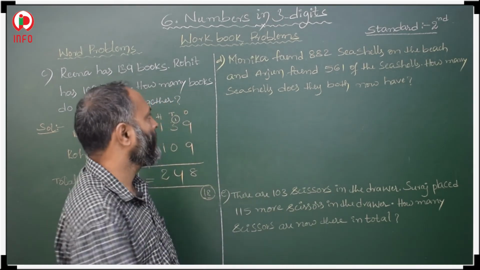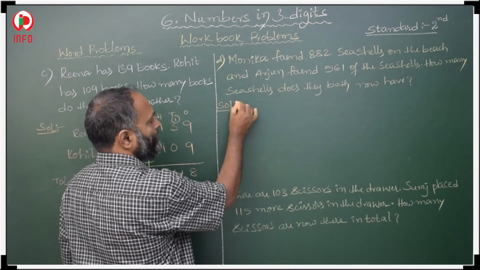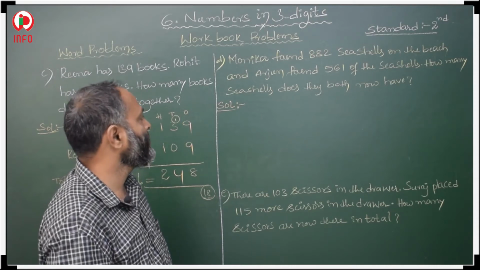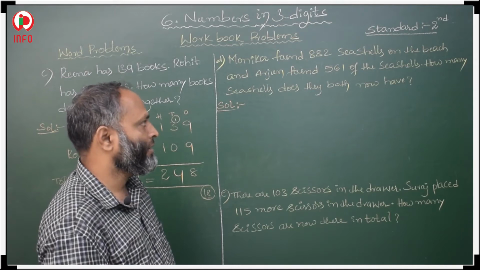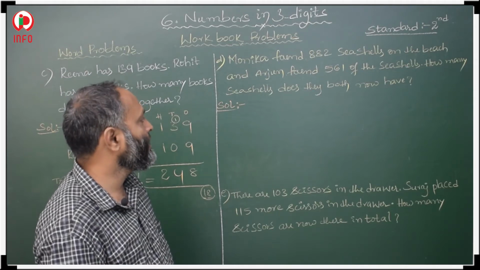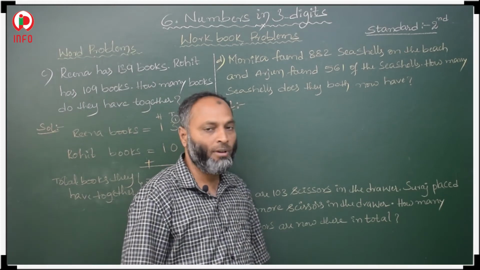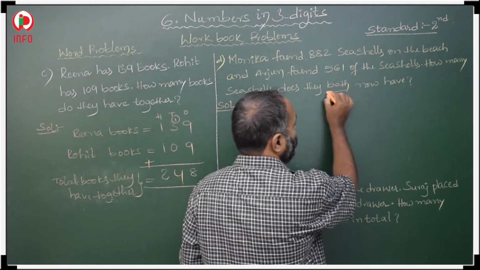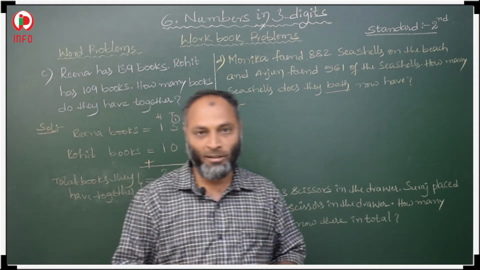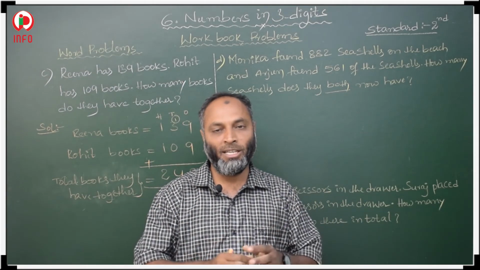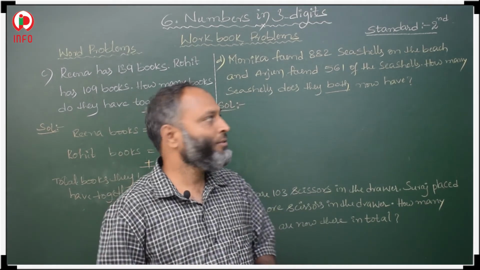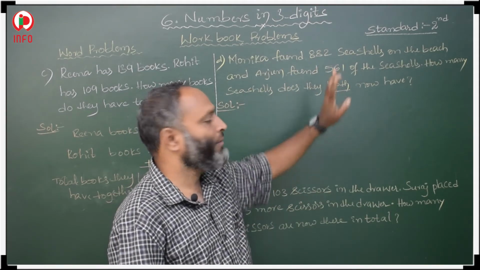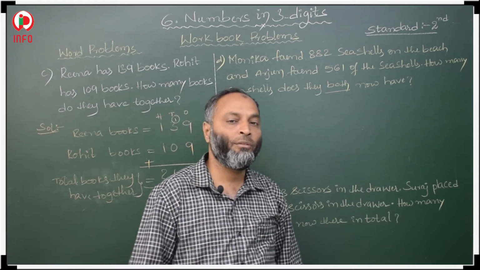Okay, now question number D. Monica found 882 seashells on the beach, and Arjun found 561 of the seashells. How many seashells do they both have now? They have both. Both means together. Together means all. All means sum. Sum means addition. So we have to add. So first, how many shells Monica found? 882. Then how many shells Arjun found? 561. Then the total shells we have to find.